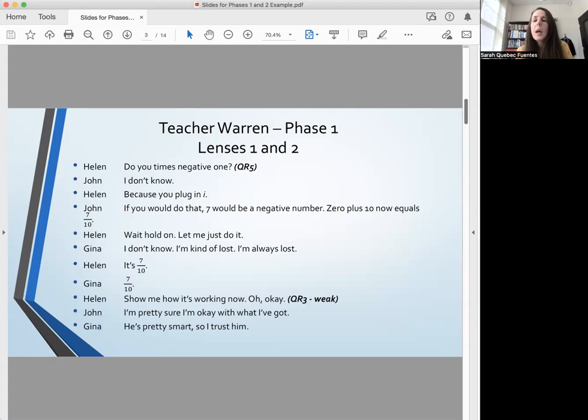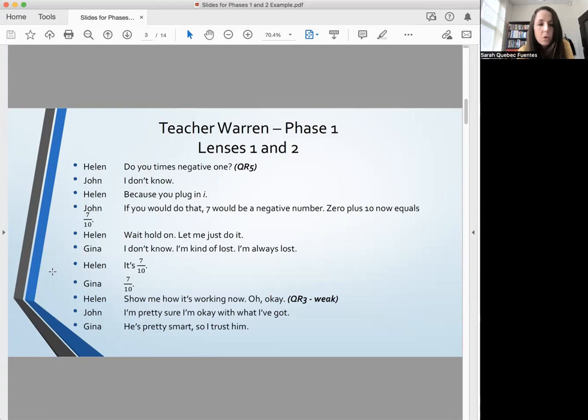Let's look more deeply at what Warren observed in his classroom. For Lens 1, in the group consisting of Helen, John, and Gina, Warren witnessed the blindly accept work of others dynamic. I want to focus your attention on Gina. Gina acknowledges her confusion, but then you could see here she accedes to John's answer based on his perceived academic ability rather than his mathematical reasoning.